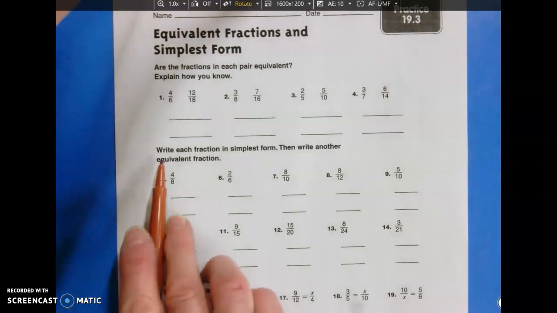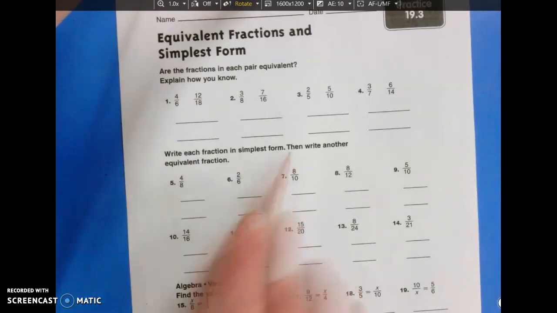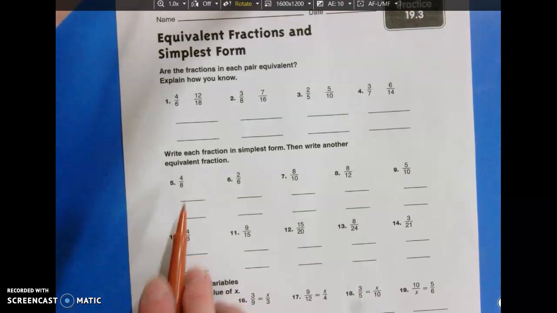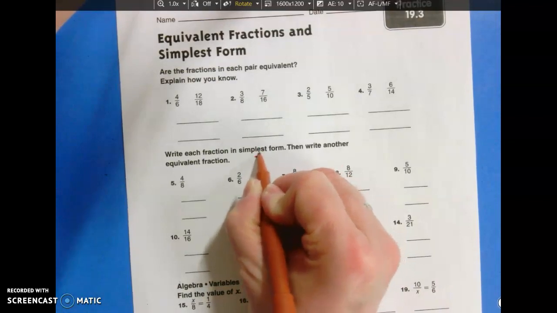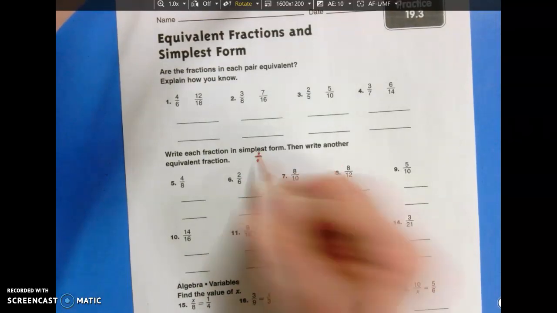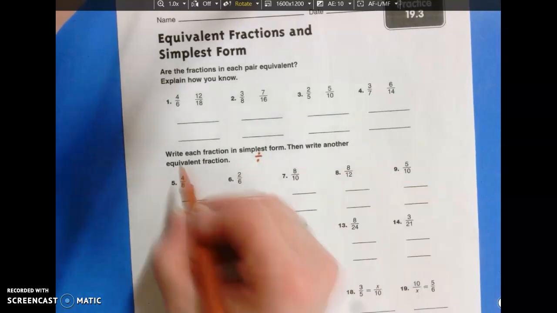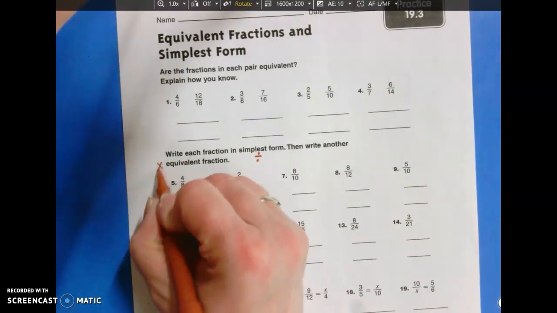In the second section, write each fraction in simplest form. Please put that on the top line. Then write another equivalent fraction. So let's put this here so we're reminded. Simplest form, we must divide by the biggest number we can. But with the equivalent fraction, we can multiply.